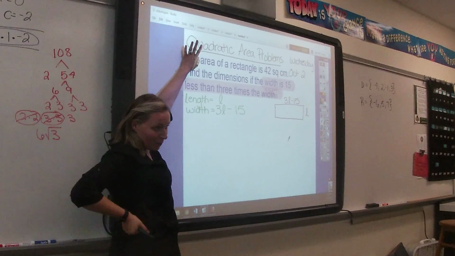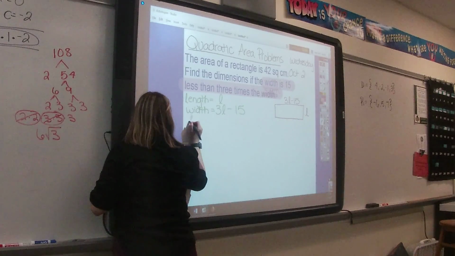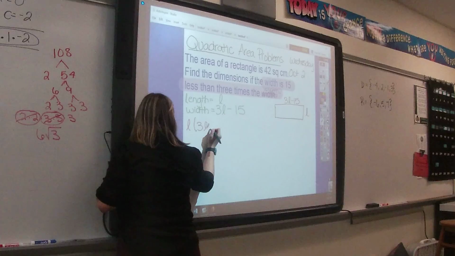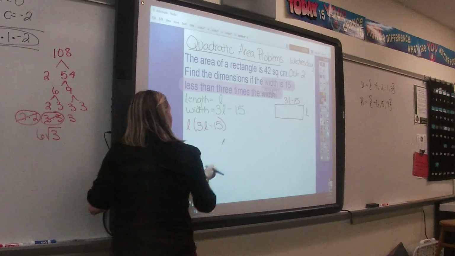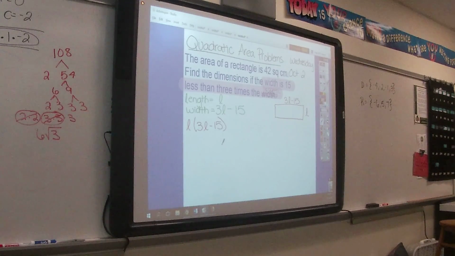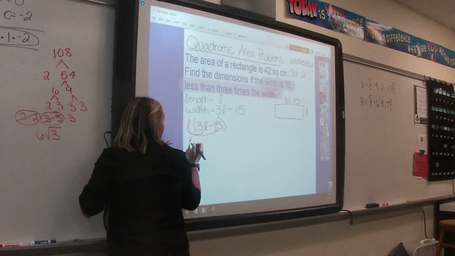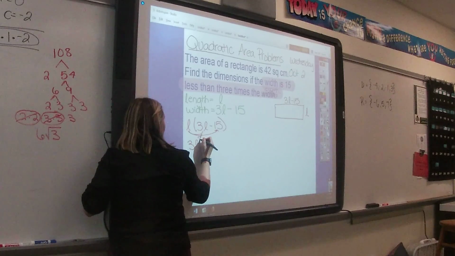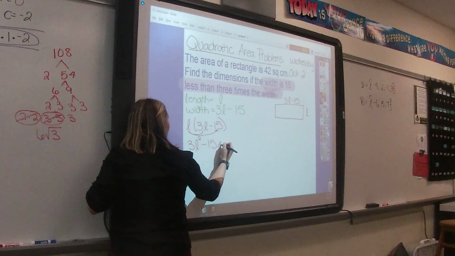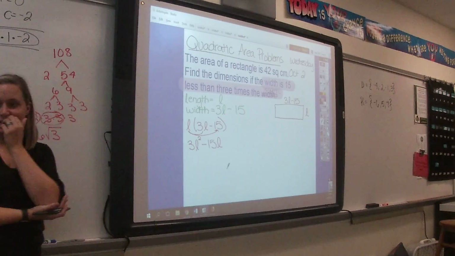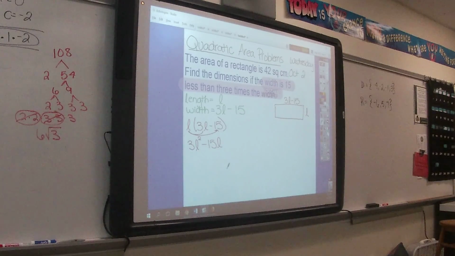So just like we were practicing earlier, this would be an L times a 3L minus 15. We get 3L squared minus 15L, so we can simplify that by distributing. And we'll get 3L squared minus 15L. Okay, are we there so far? Yes. And then you put equals 42.